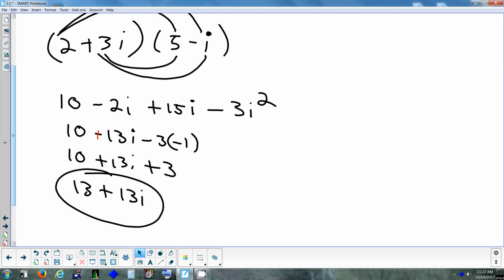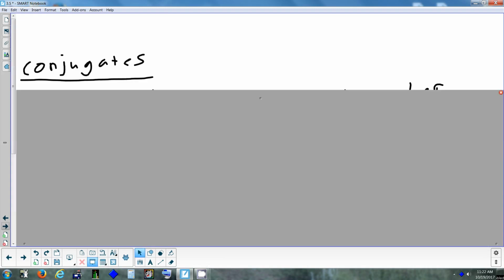Okay, so that's how you multiply. Okay, any questions on multiplying? Okay, so last thing, and then we'll get into the kind of stuff we were doing yesterday, is dividing.